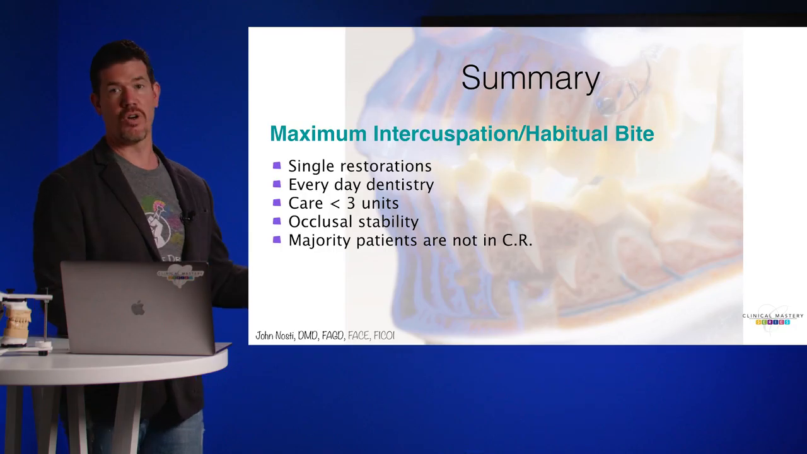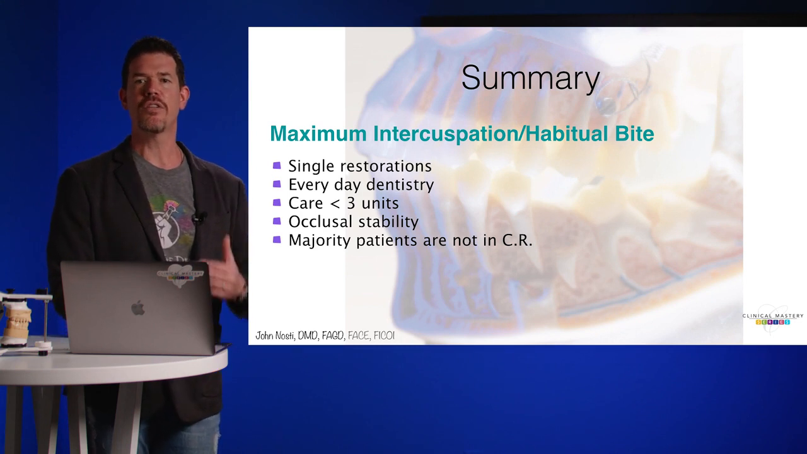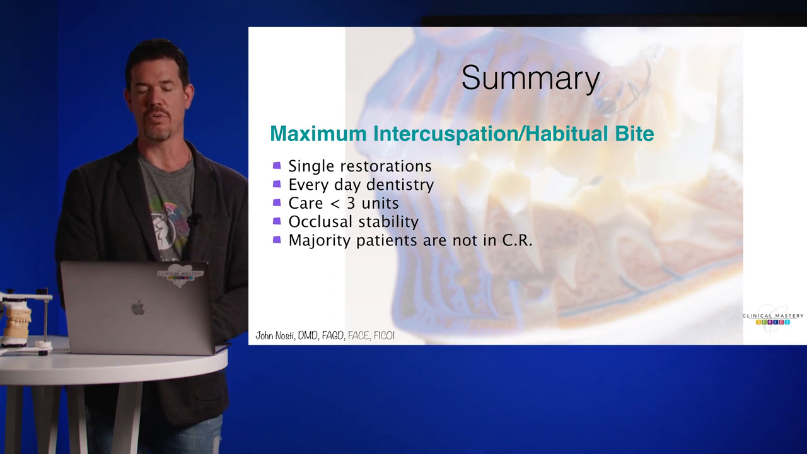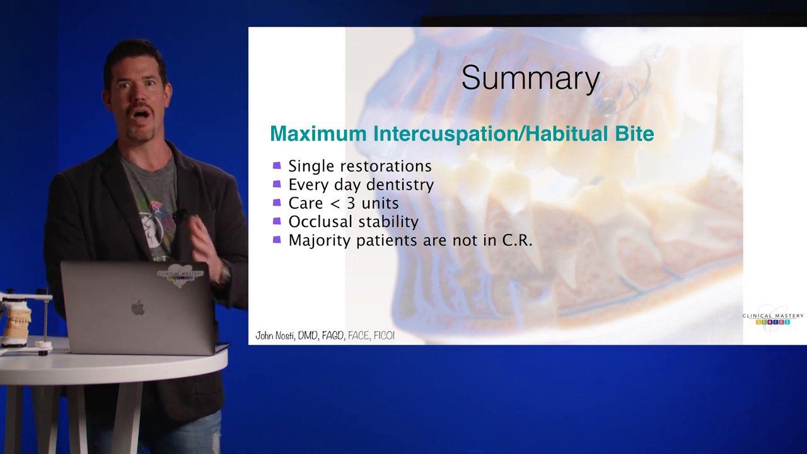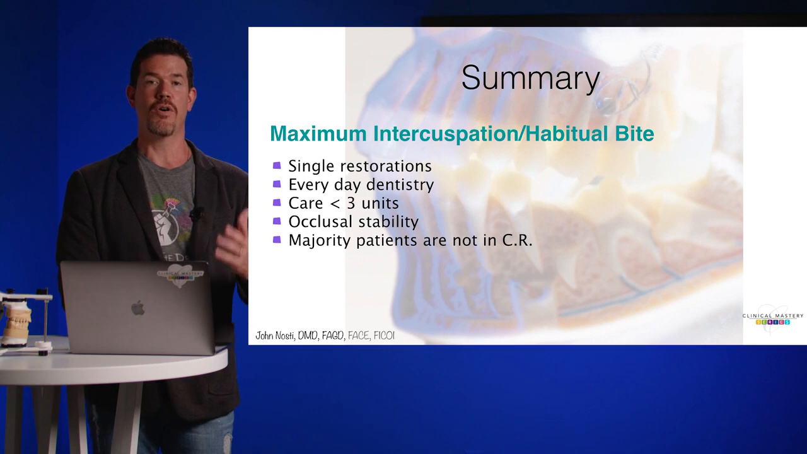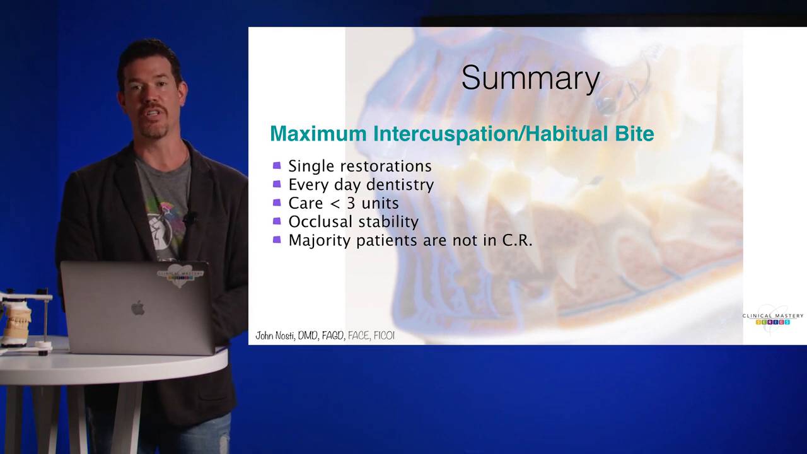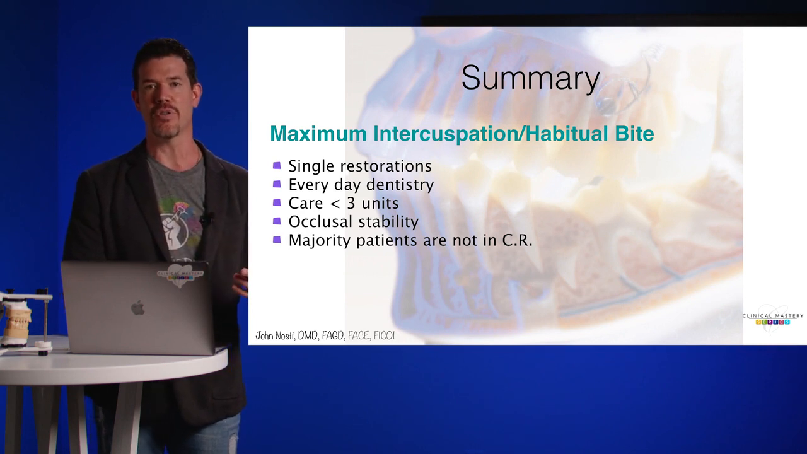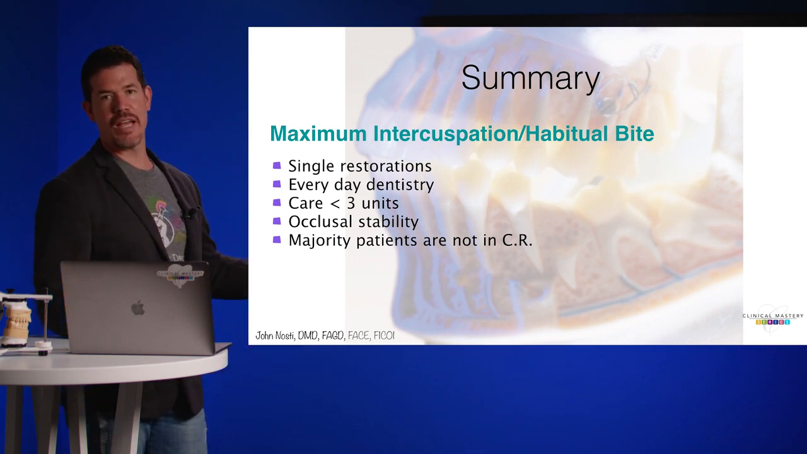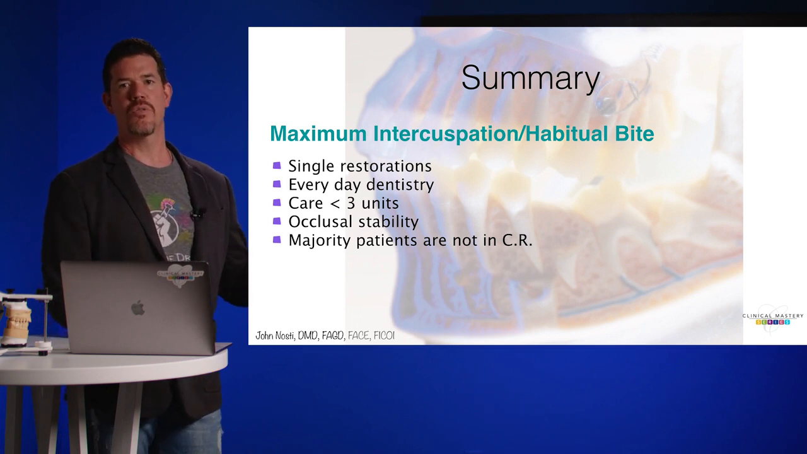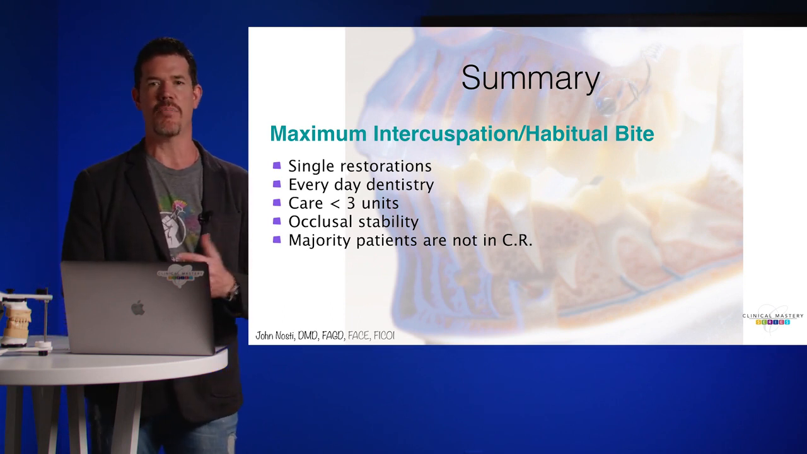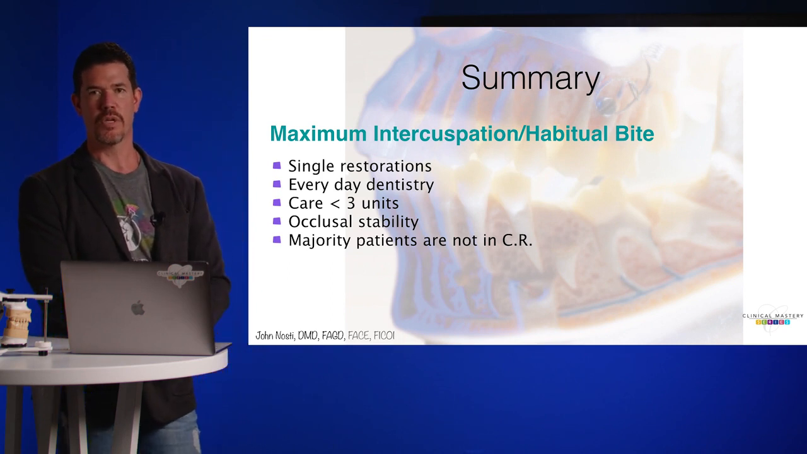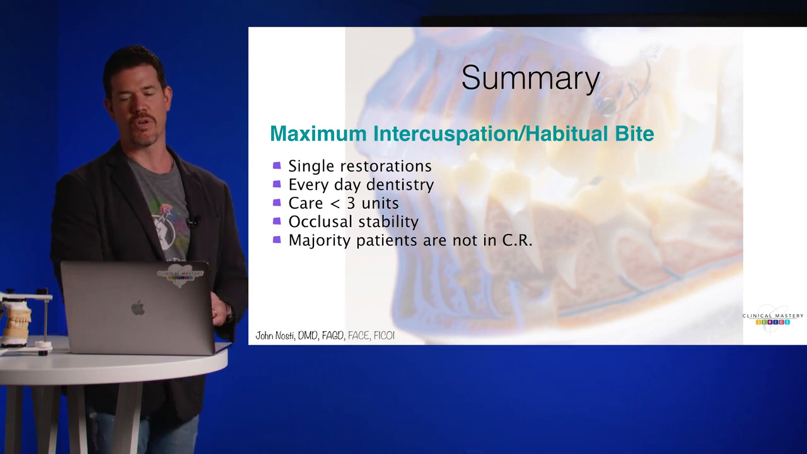If my patient currently is occlusally stable, if they don't have signs and symptoms of occlusal instability, I'm going to use that patient's habitual bite. Why? Because the majority of our patients are not in centric relation anyway. So why change their bite if we don't have to? If they show no signs of instability, we're only going to do 1 or 2 teeth on them. Why change that patient's occlusion and go through all that dentistry? There's no reason to. Let's talk about taking a centric relation bite.